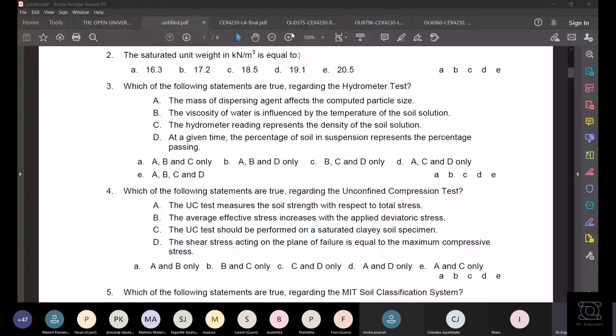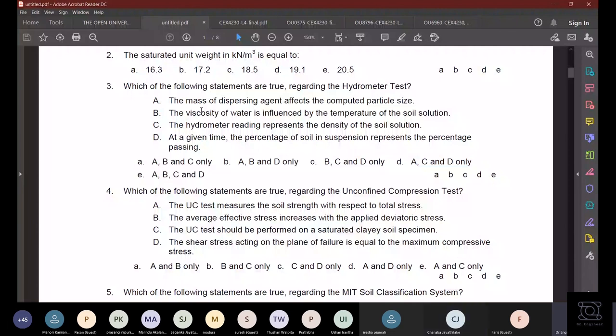I think you could handle those questions. In the third question, to be frank, using only the first statement we can completely come to the conclusion of the question. They have stated that the mass of dispersing agent affects the computed particle size. It does not affect the computed particle size. It affects the percent passing, because when you add a dispersing agent to the soil, it changes the density of the entire solution. To counter that effect, we do a density correction.